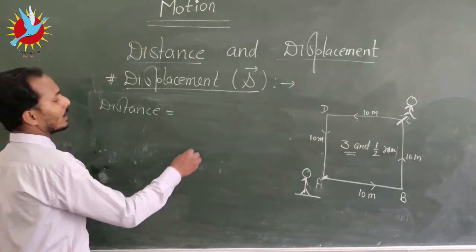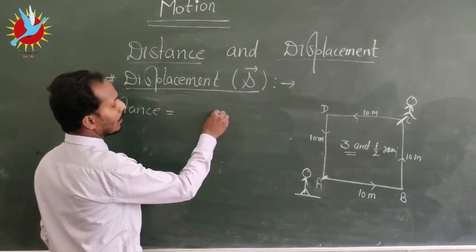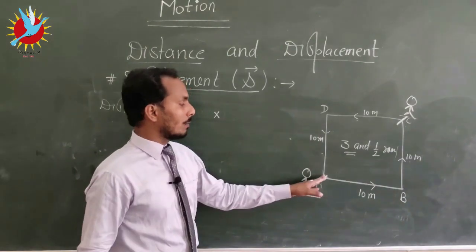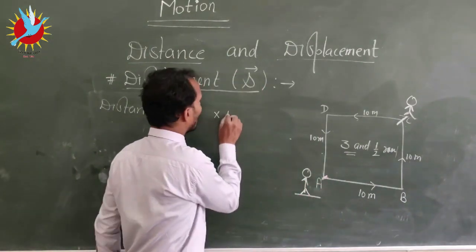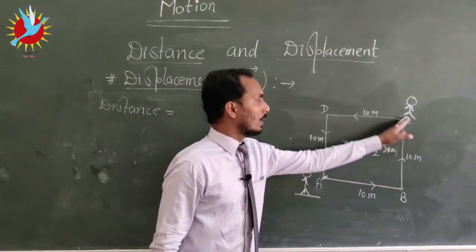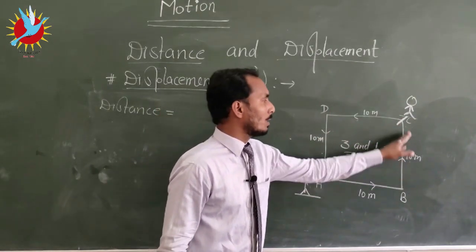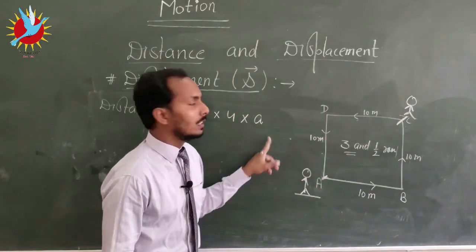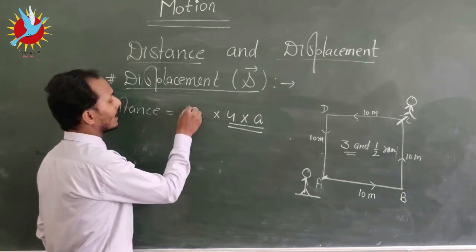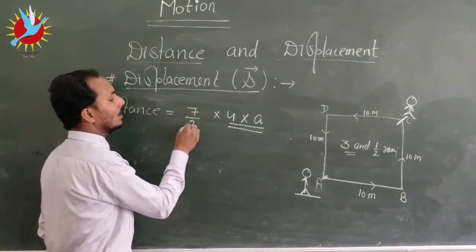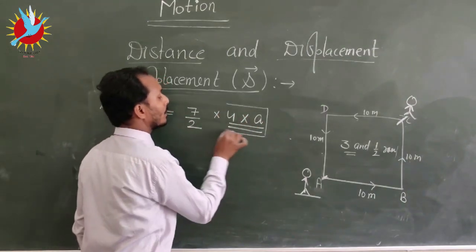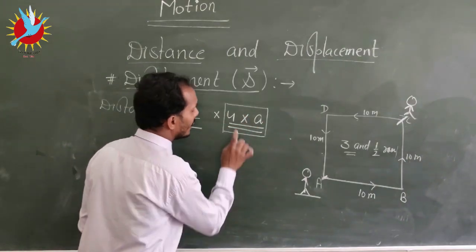First of all, calculate the distance covered in 1 round. One round is the perimeter of the square. What is the formula for the perimeter of the square? 4 into side. This is the distance of 1 round, and he covers a total of 7/2 rounds, so multiply it by 7/2. The distance covered by the farmer in 1 round is 4A.